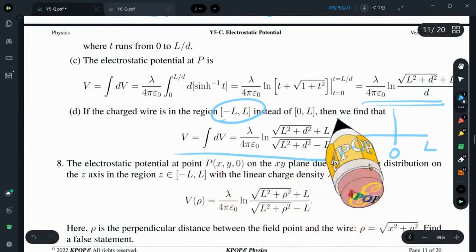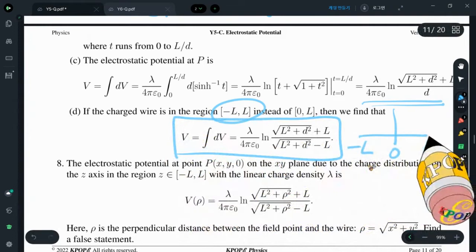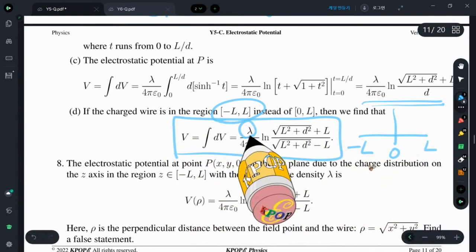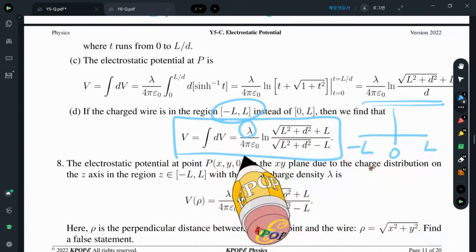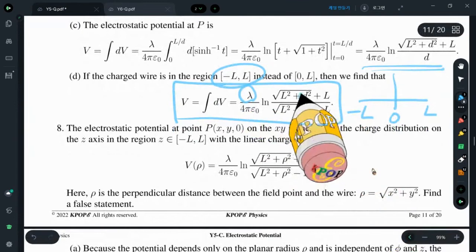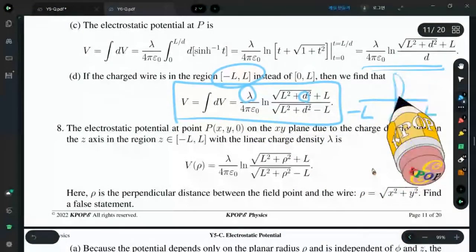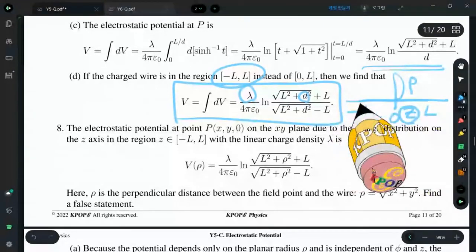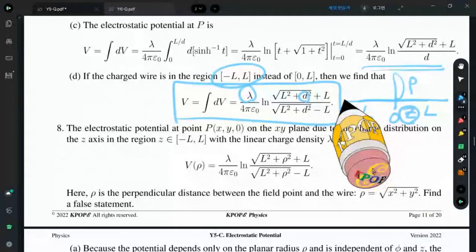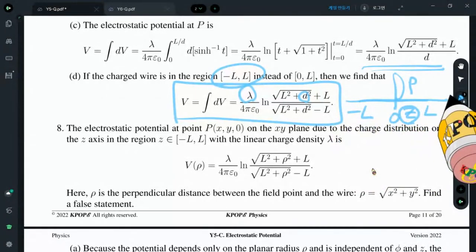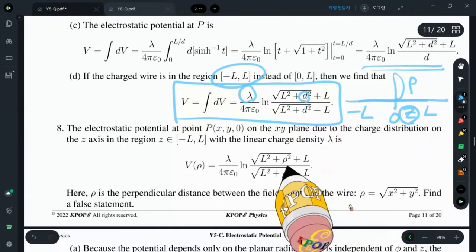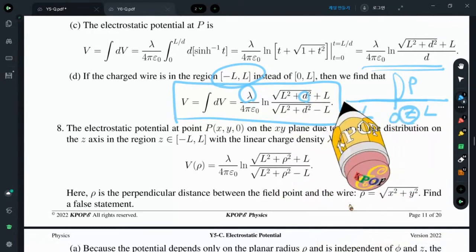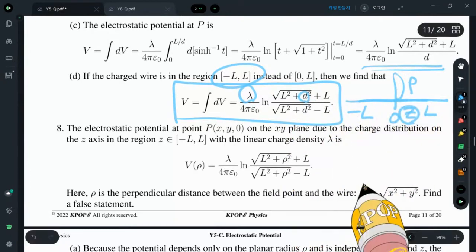For a finite wire, the potential due to this finite length of 2L charge with the charge distribution lambda is obtained like that. As you can see, this D can be replaced with the planar radius rho from the z-axis if we assume the straight line is on the z-axis. Then this is identical to this, except that we have replaced the perpendicular distance from the wire D with rho.